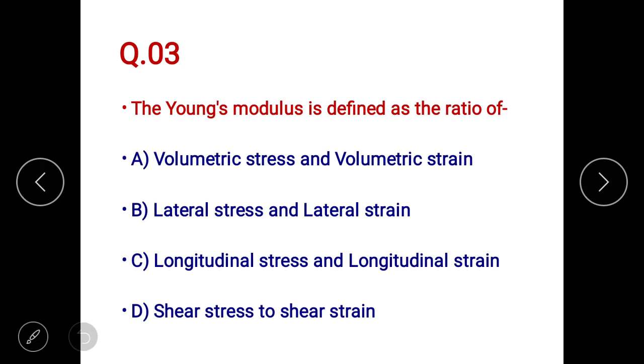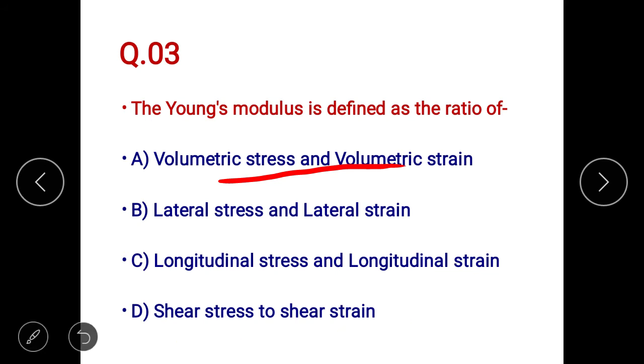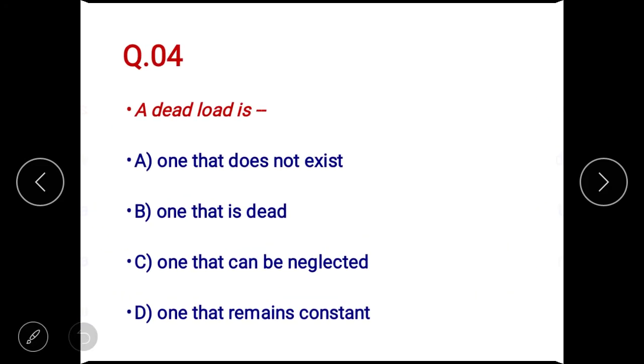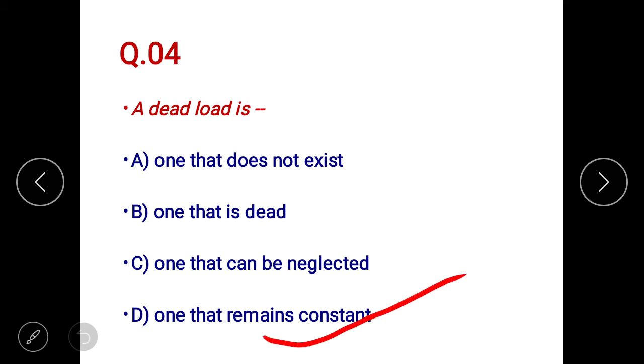Young's modulus is defined as a ratio of volumetric stress and volumetric strain, lateral stress and lateral strain, longitudinal stress and longitudinal strain, shear stress to shear strain. The answer is longitudinal stress to longitudinal strain. A dead load is one that does not exist, one that is dead, one that can be neglected, one that remains constant. The right answer is one that remains constant.